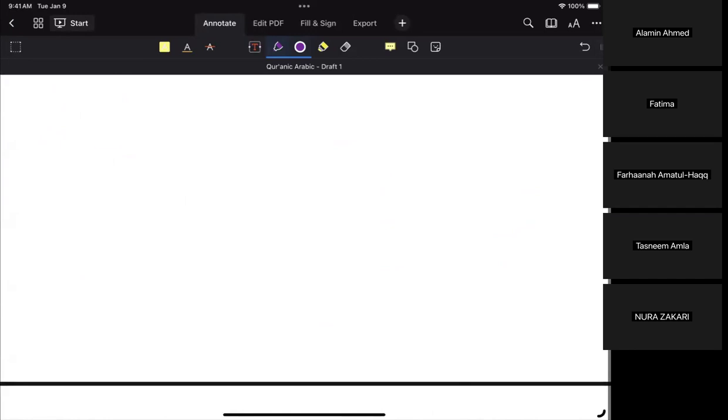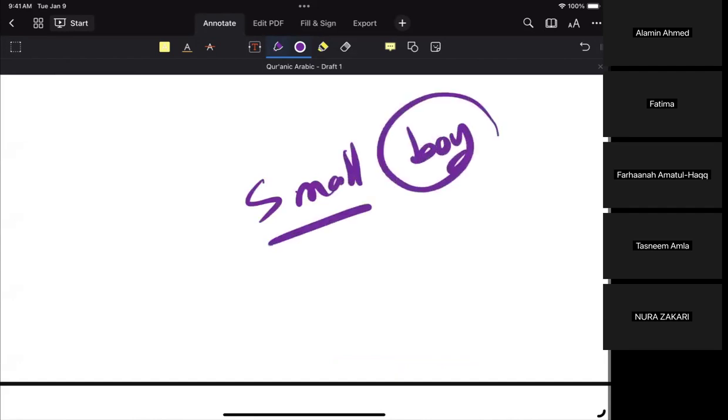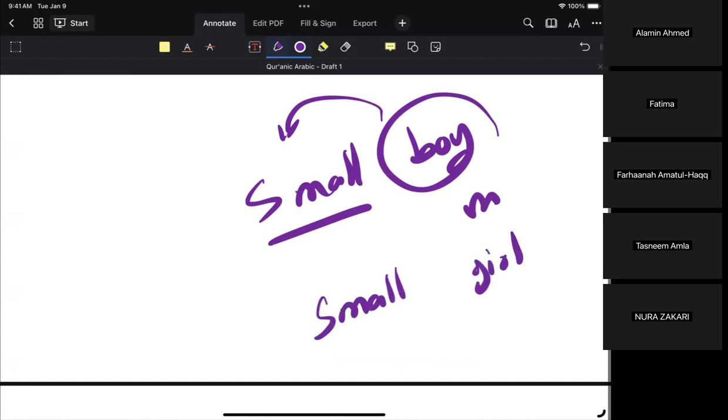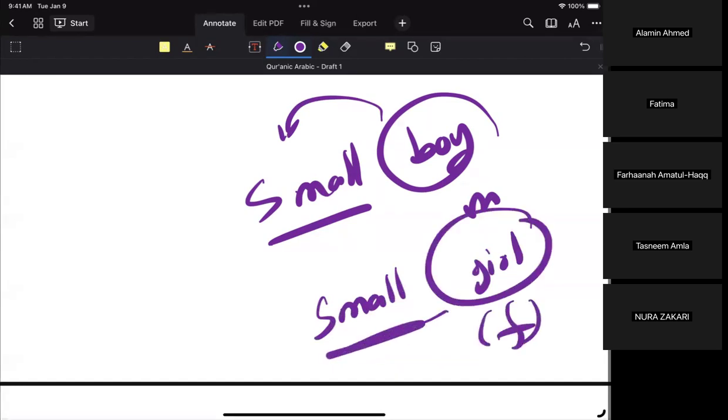When we describe a noun that is masculine, we will use a masculine adjective. Okay, small boy. So this boy is masculine, and we're describing the boy with the adjective small, right? Now we can say the same thing, small girl. Now we're describing the noun which is feminine with the same word small, right? So we're talking about adjectives.